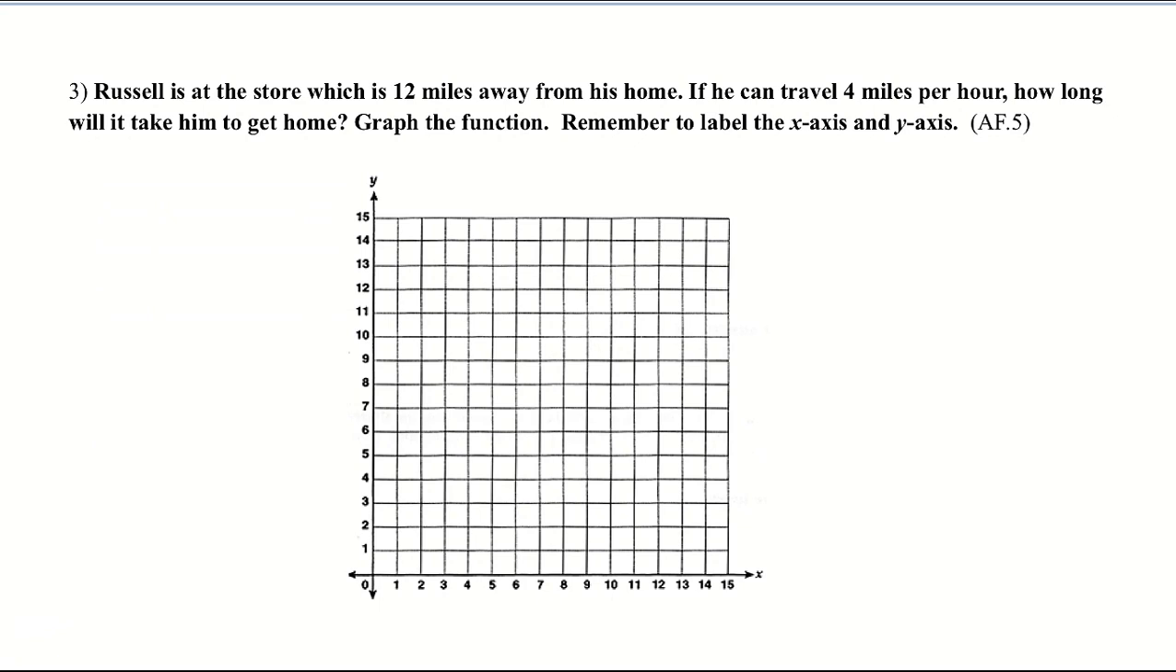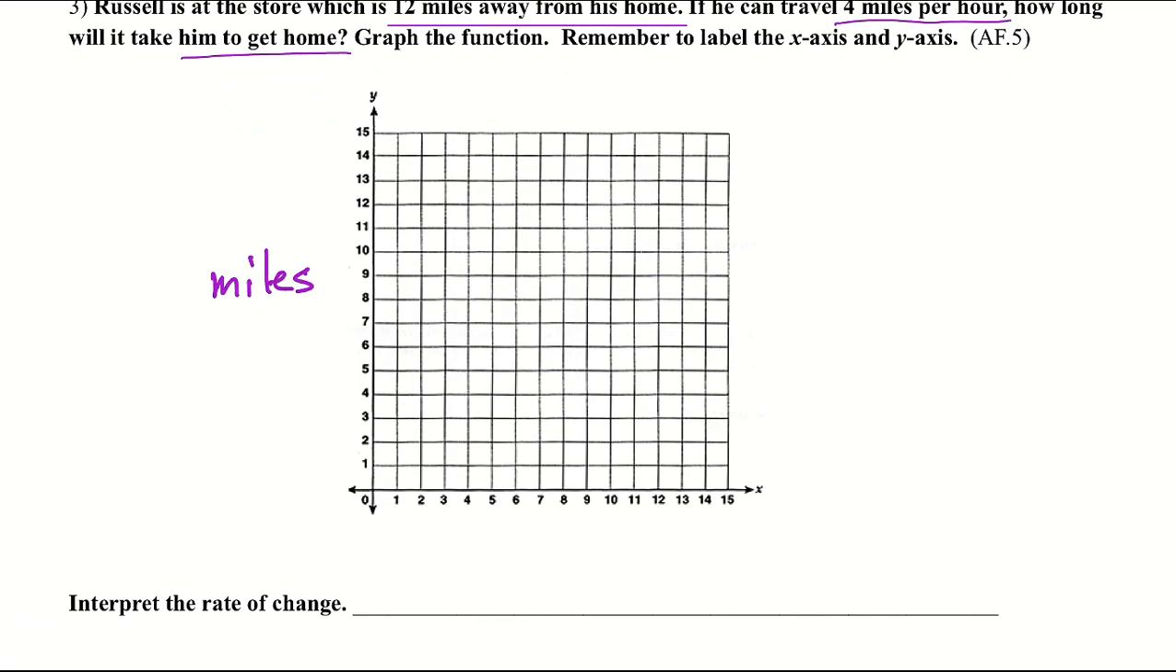It says Russell's at the store, which is 12 miles away from his home. Seems like a similar setup to the A study guide. If he can travel 4 miles per hour, how long will it take him to get home? So it's almost the exact same thing. First off, we need to label X and Y axes. So miles will be our Y. X will be hours, time.